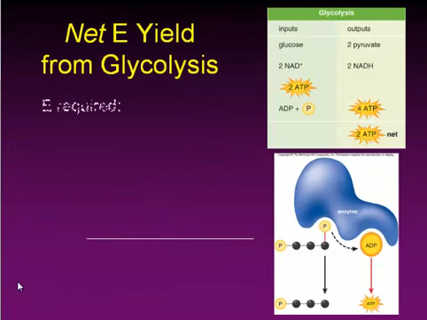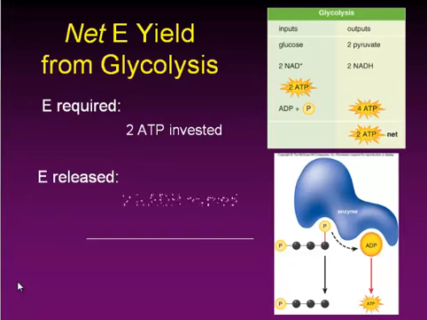This is just a summary slide. The energy that is required: you need to invest 2 ATP up front. No way of getting around that. But the energy that's released includes 2 NADHs that are formed. Again, those are going to get used later. And 4 ATP. So what is the net yield?